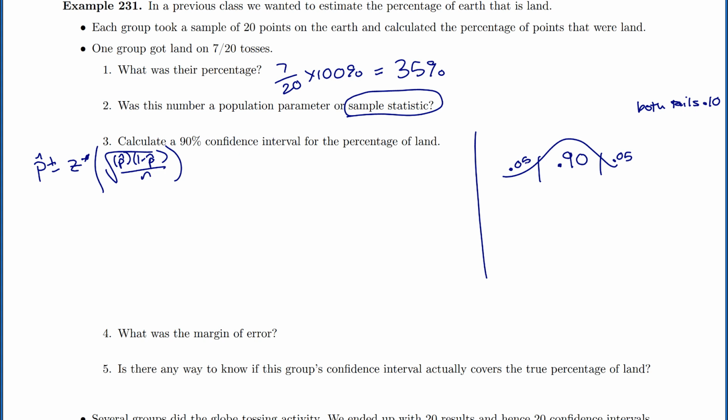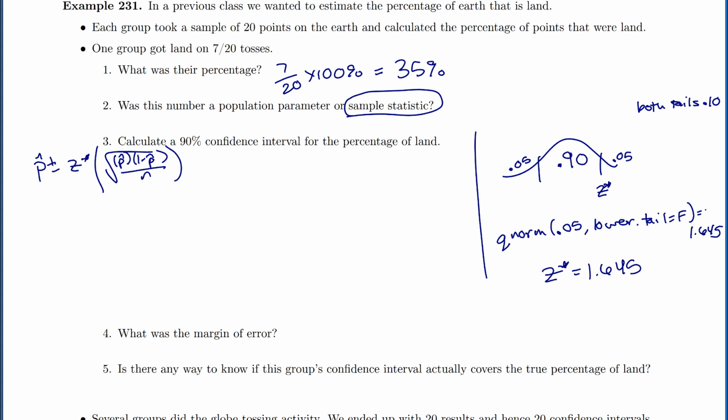Okay, so I'm looking for what Z value would break up the standard normal curve that way. So I'm going to look up Q norm of 0.05, and I'm going to say I want that in my right tail, so lower dot tail equals false. And this should give me 1.645. So my critical value, Z star, is equal to 1.645.